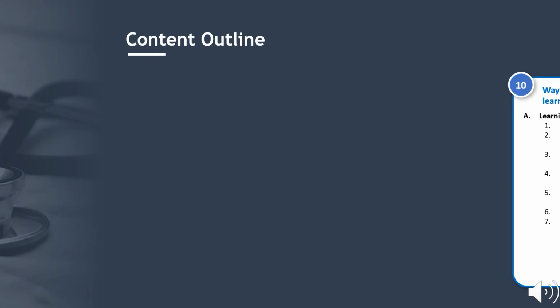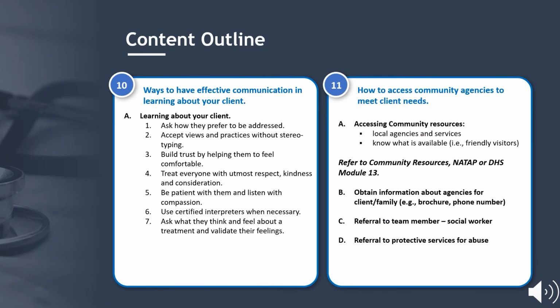Ways to have effective communication in learning about your client. 1. Ask how they prefer to be addressed. 2. Accept views and practices without stereotyping. 3. Build trust by helping them to feel comfortable. 4. Treat everyone with utmost respect, kindness, and consideration. 5. Be patient with them and listen with compassion. 6. Use certified interpreters when necessary. 7. Ask what they think and feel about a treatment, and validate their feelings.